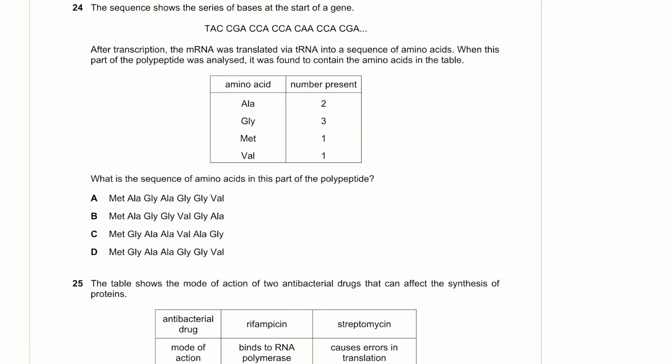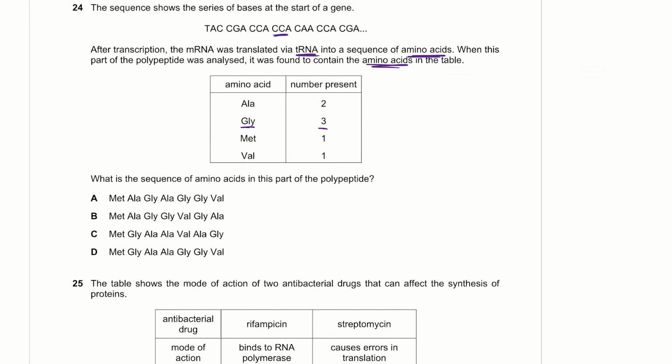Question number 24. The sequence shows the series of bases at the start of a gene. After transcription, the mRNA was translated via tRNA into a sequence of amino acids. When this part of the polypeptide was analyzed, it was found to contain the amino acids in the table. What is the sequence of amino acids in this part of the polypeptide? Now, in this question, we mostly just have to use common sense. Here we have the amino acid and the number of amino acids present. And we know that a single amino acid is made of 3 bases.